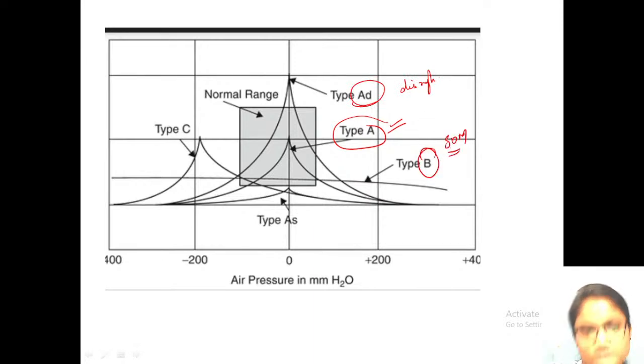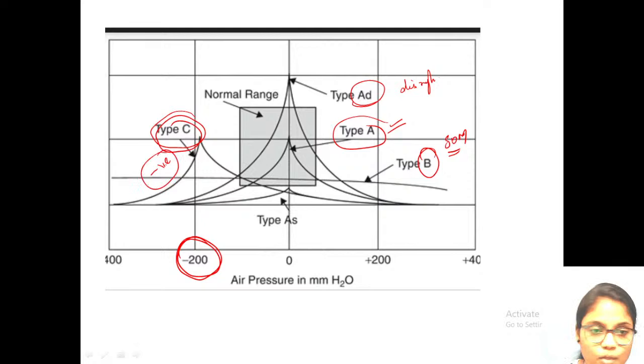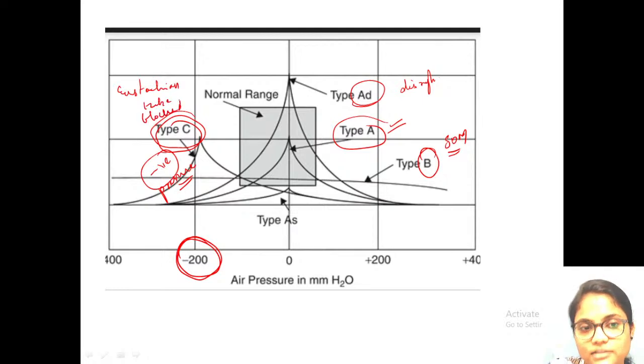The C curve, please concentrate on the C curve where it is. It is in the negative part. So please remember, the C curve always shows the negative part, in which there is a negative pressure within the ear, right? So this negative pressure shows which type of abnormality? Whenever the eustachian tube is blocked, you will have this curve of type C in your tympanometry.